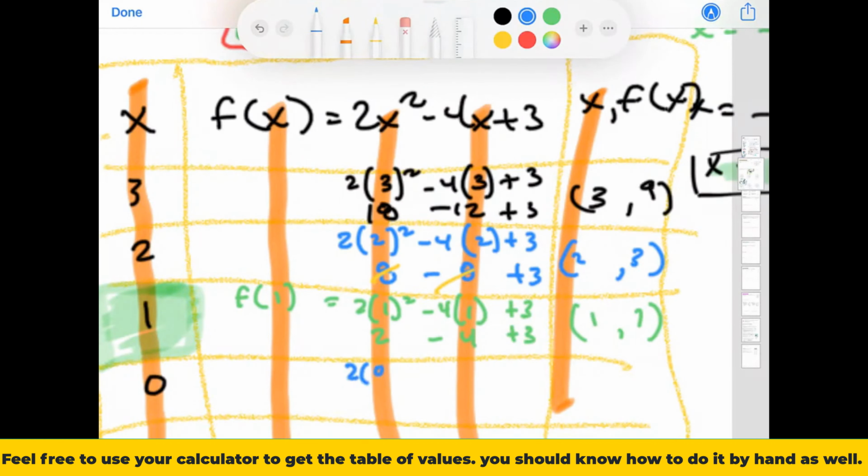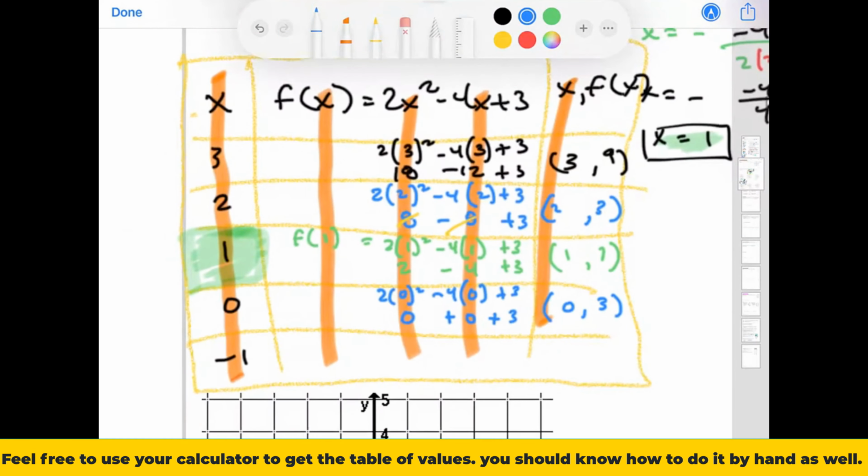I got 2 times 0 squared minus 4 times 0 plus 3. 0 squared is 0. 0 times 2 is 0. Negative 4 times 0 is 0. So I'm just left with 3. 0, comma 3. And the last one, negative 1. 2 times negative 1.